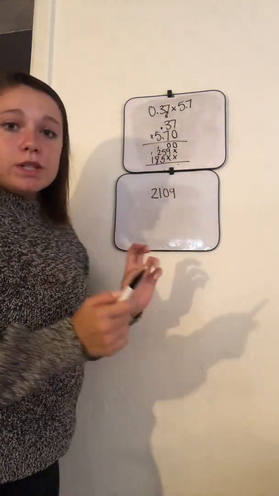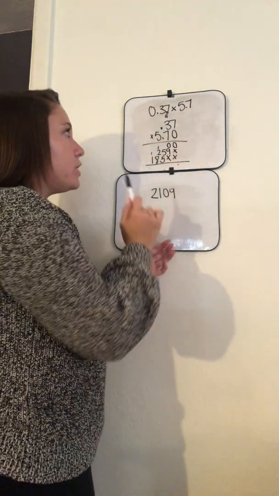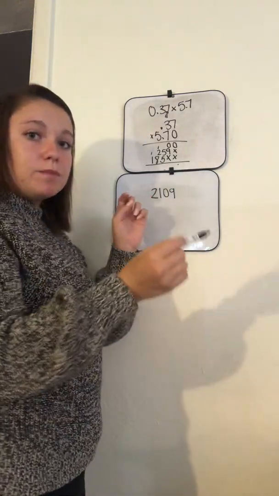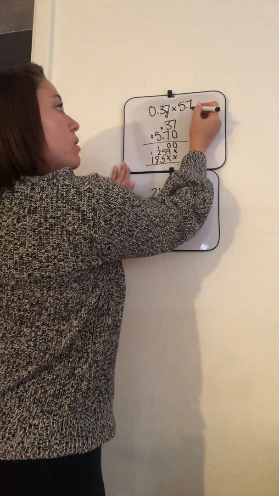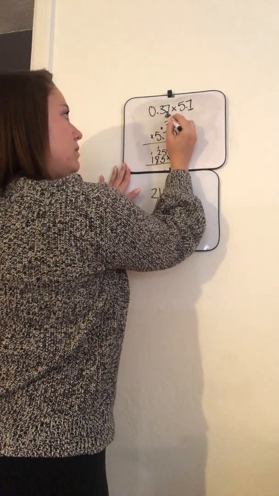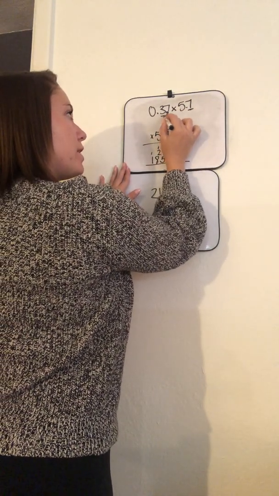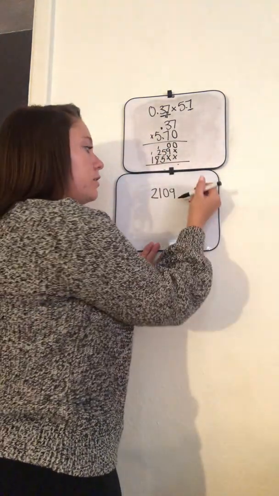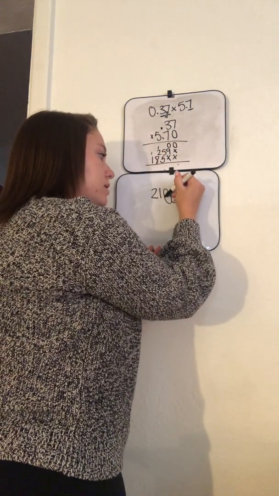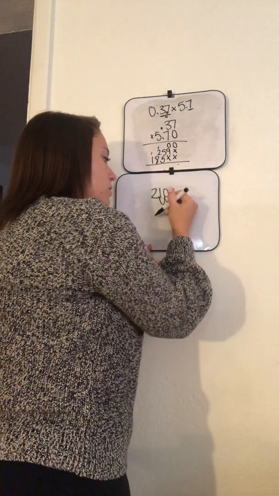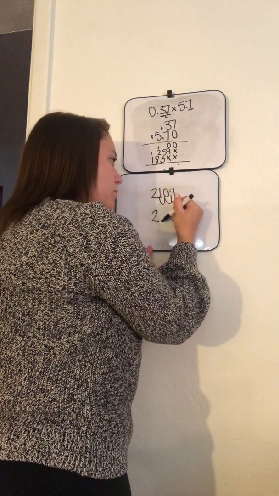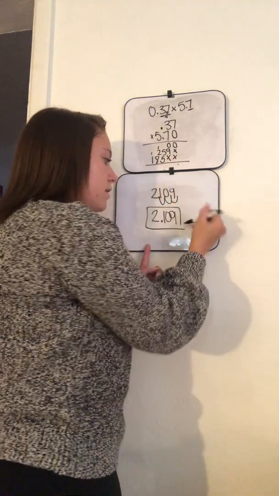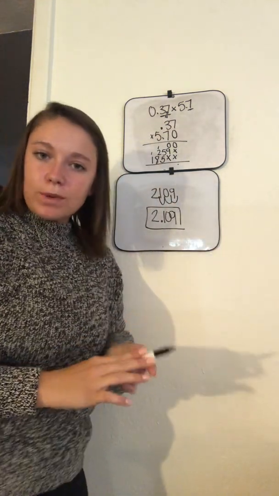So if we were to add the decimal point back into our answer, we would count the number of digits behind the decimal point in the factors. So we get 1, 2, 3. So when we want to add a decimal point back into our answer, it's 1, 2, 3. So our answer would be 2.109. And that is how you multiply decimals.